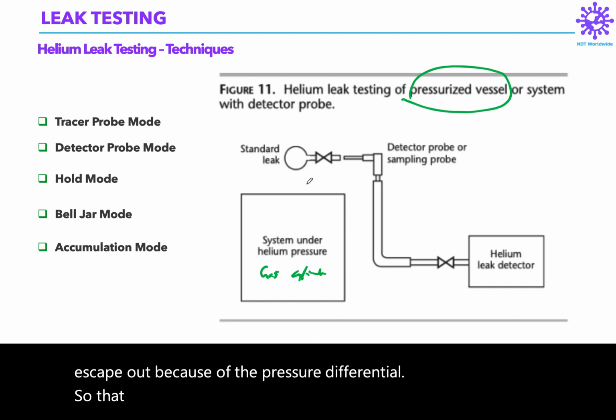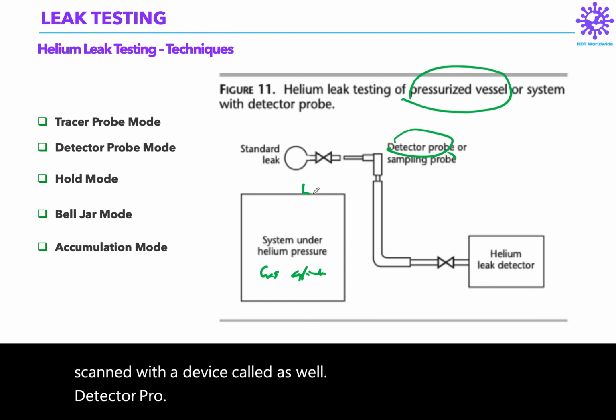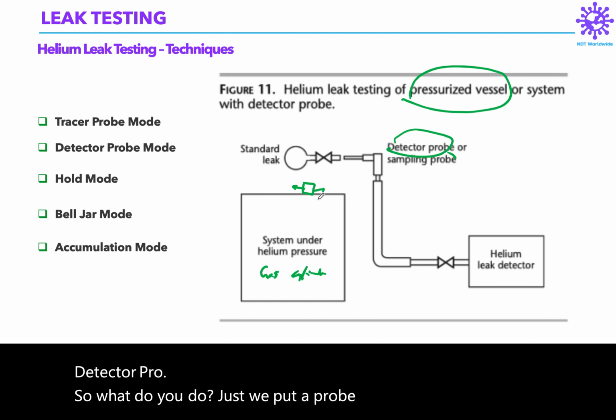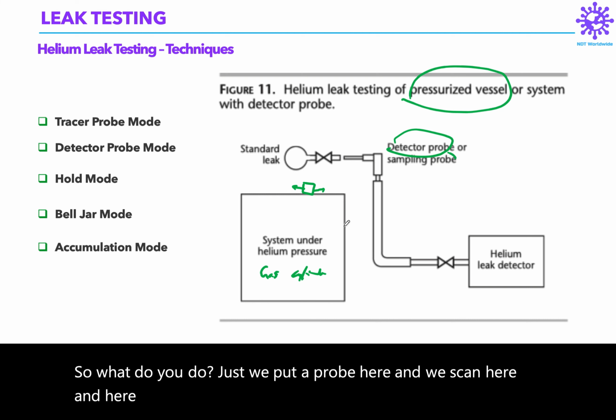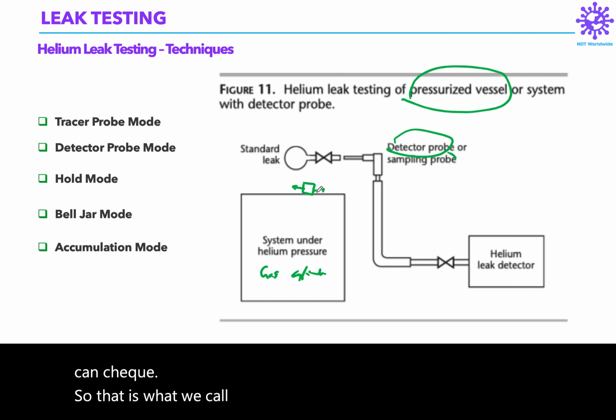So that's why a system under pressure needs to be scanned with a device called a detector probe. What we do is put a probe here and scan here and here, over the entire cylinder, so we can scan manually and check. That is what we call the detector probe technique.